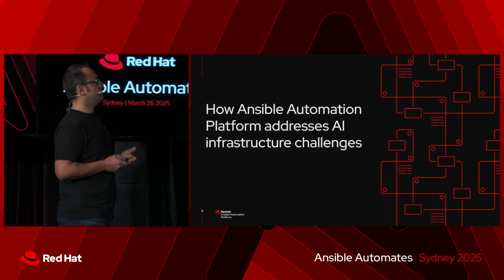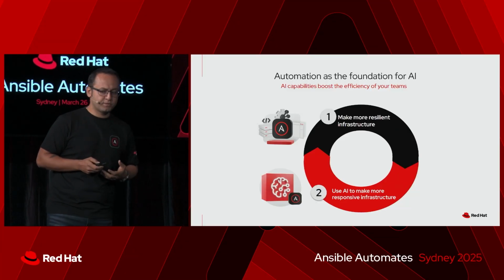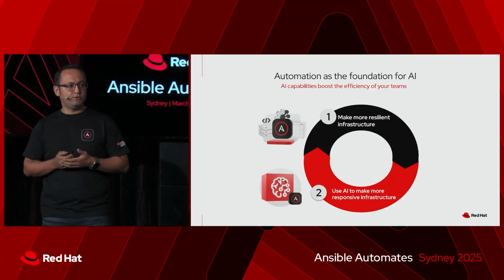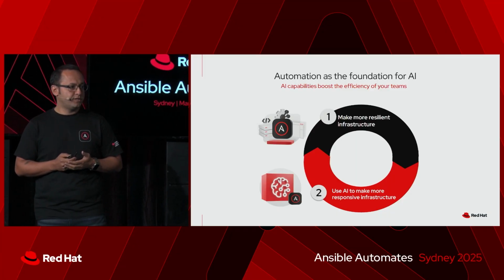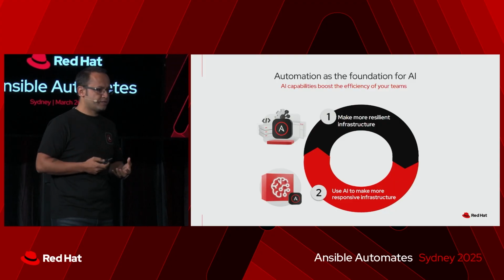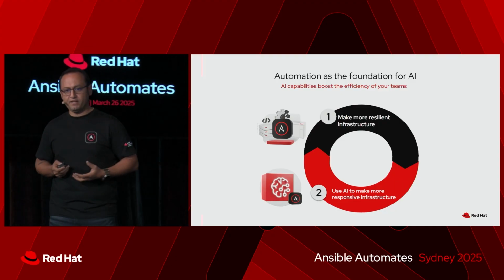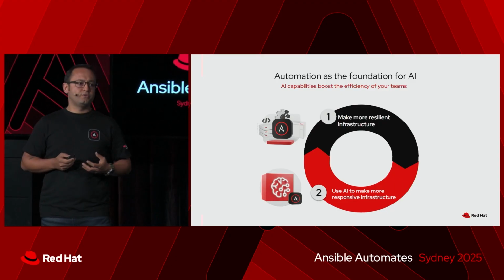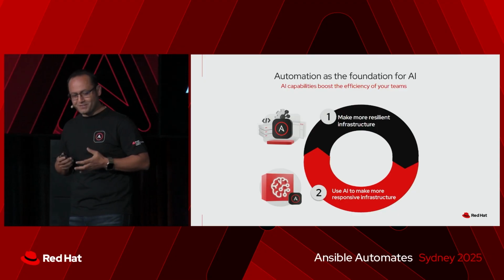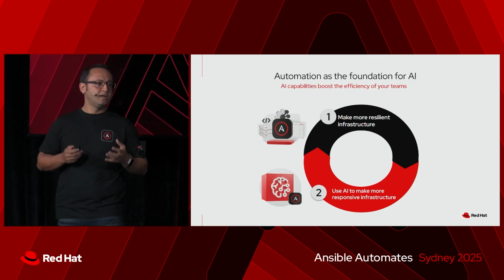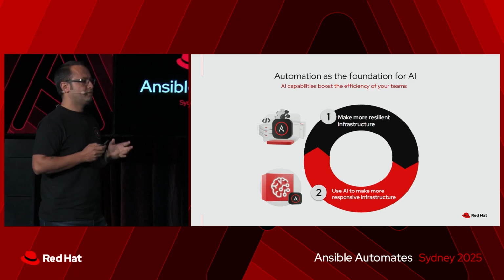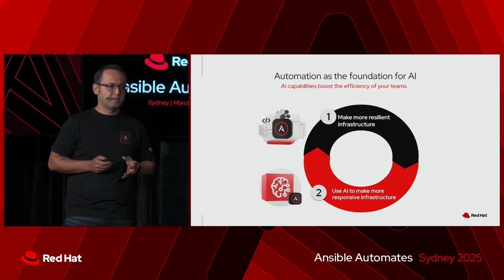So, how does Ansible Automation Platform help? We've heard it from Chip in the keynote today. Automation is the key foundation for your AI operations, strategy, and efficiency. To achieve a successful AI implementation, automation is a key cornerstone. It's key to achieving that success.